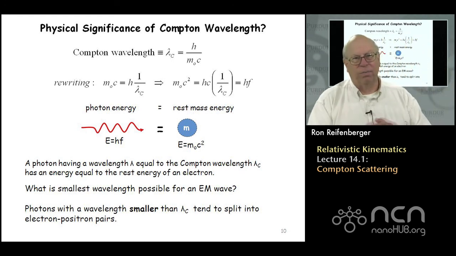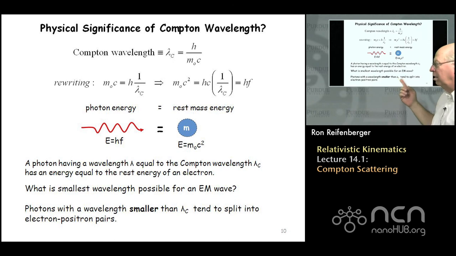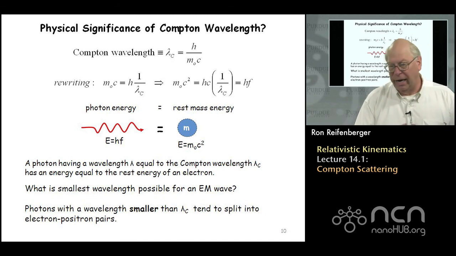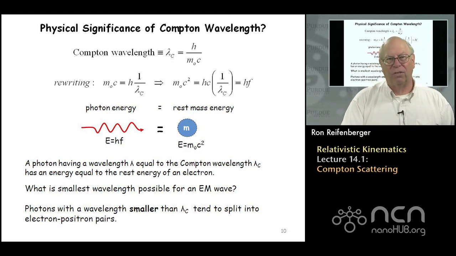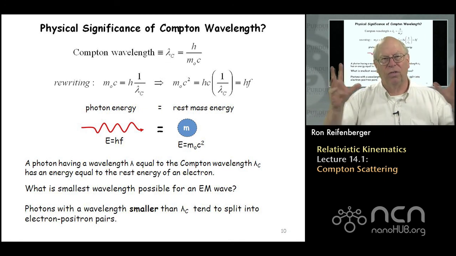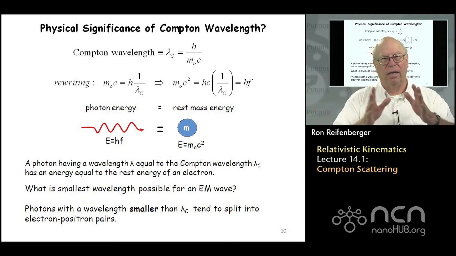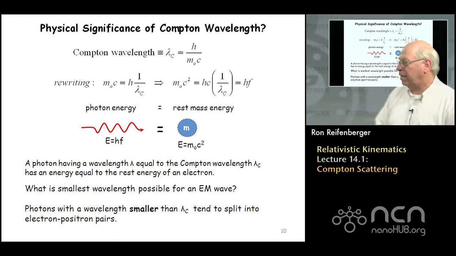It turns out that experimentally, if you produce photons with wavelengths smaller than this Compton wavelength, these photons tend to decay or split into what are called electron-positron pairs. Now, this doesn't happen very quickly, but if you let the photon travel through interstellar space over huge distances, there's a certain probability that a photon with a wavelength smaller than the Compton wavelength will disintegrate and produce electron-positron pairs. We'll talk a little more about positrons in the next lecture.